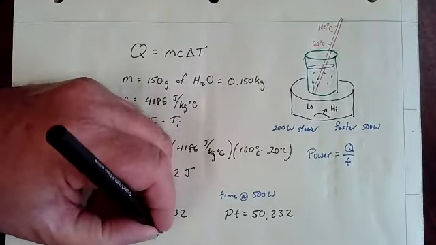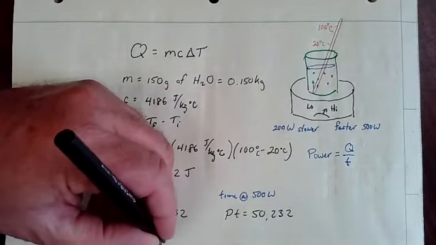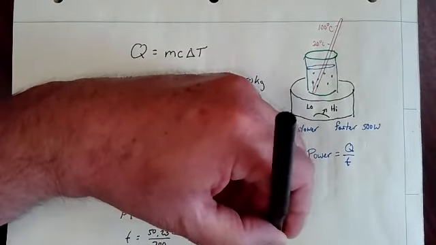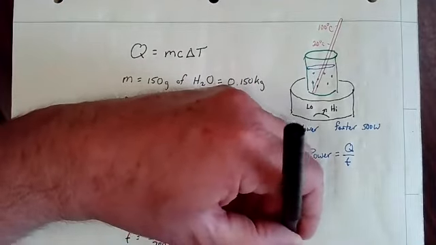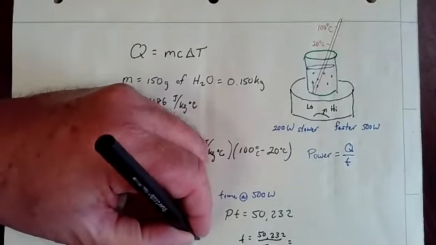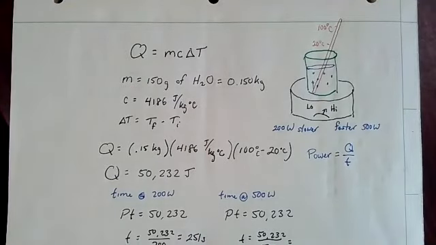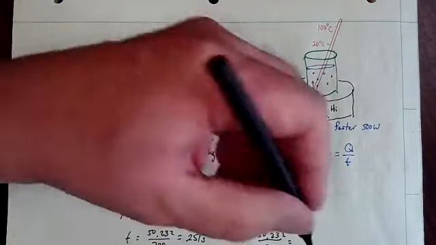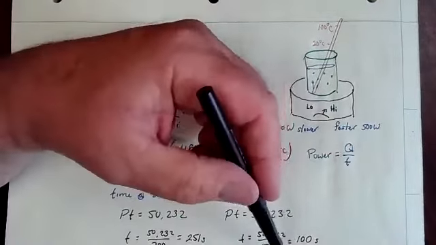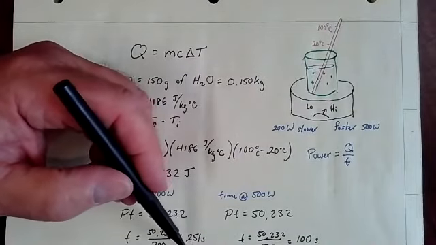So 50,000 divided by 200 compared to 50,000 divided by 500. And let's just see how things come out. So this gives us 251 seconds. And then this is only 100 seconds. So about a minute and a half and about a little over 4 minutes.